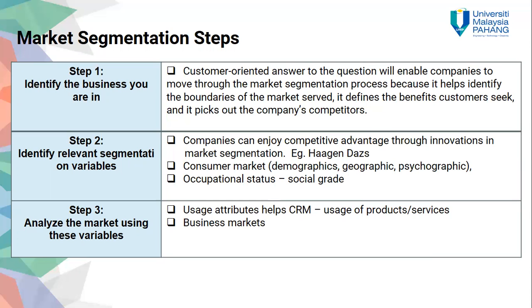So you can look at competitive advantage through innovation in market segmentation. For example, Haagen-Dazs. Haagen-Dazs offers good quality ice cream, which is totally different from the conventional or traditional ice cream available in the market. So you also have different types of ice cream that you innovate, so that your customers will have a sense of the quality standards of the product that is being offered.